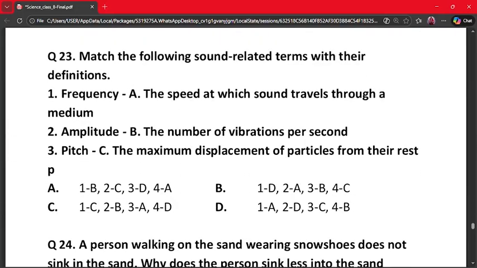Our next question is question number 23. Match the following sound related terms with their definitions. Frequency, the speed at which sound travels through a medium. Amplitude and pitch, the number of vibrations per second, the maximum displacement of particles from their rest. So here frequency is vibrations per second, amplitude is maximum displacement, and pitch depends on frequency. So 1 to B, 2 to C and 3 to D. So the correct answer is option A.